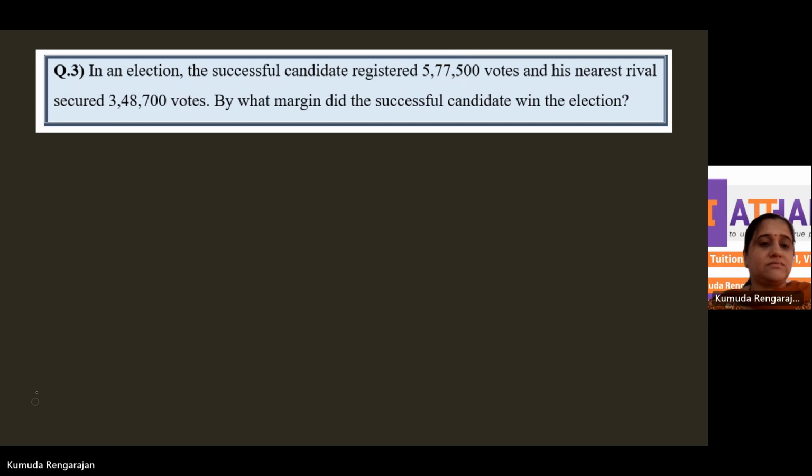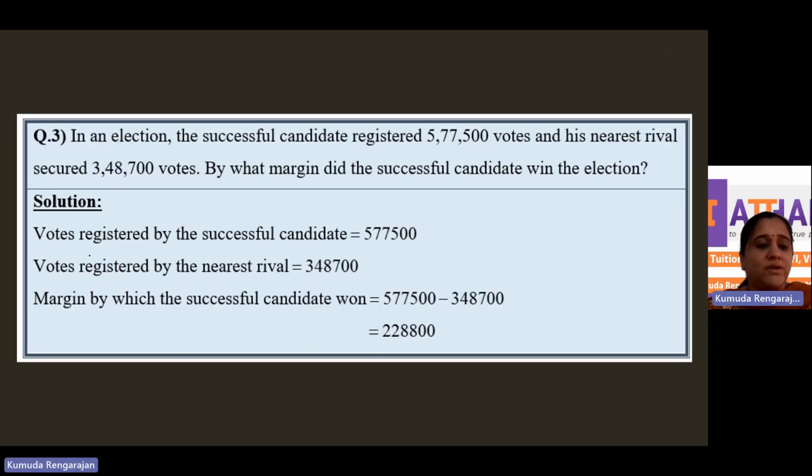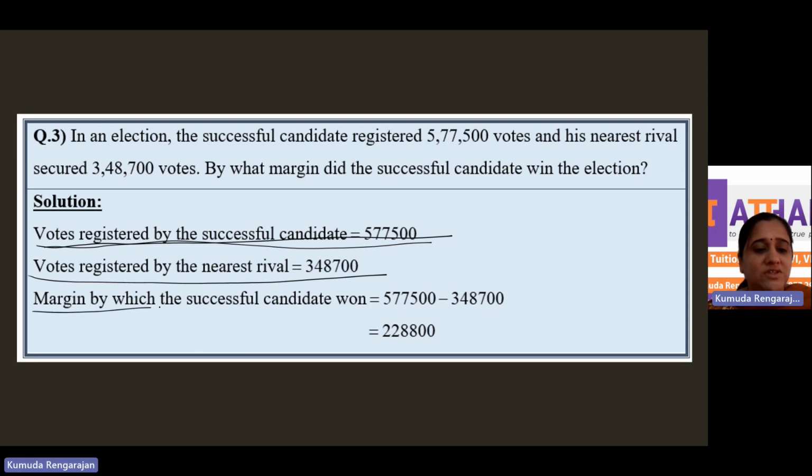Okay, so that's the question. I'll read it again. In an election, the successful candidate, meaning the candidate who won the election, registered 5,77,500 votes and his nearest rival secured 3,48,700 votes. By what margin did the successful candidate win the election? So the operation is subtraction. All right, so how do you present it? Votes registered by the successful candidate. Votes registered by the nearest rival. Margin by which the successful candidate won. And you'll have to find the difference.